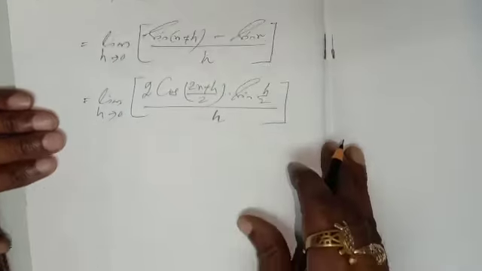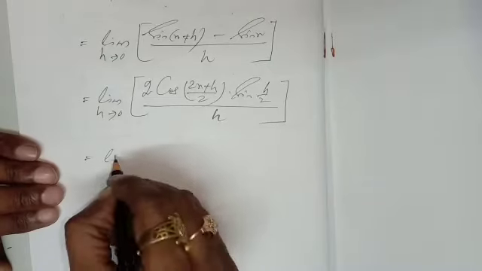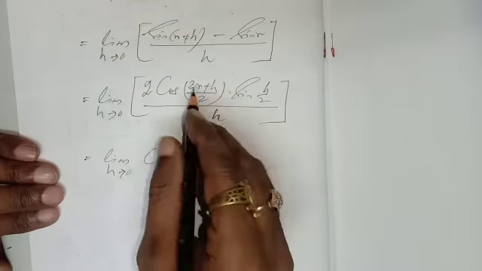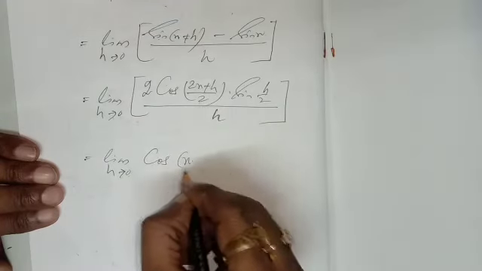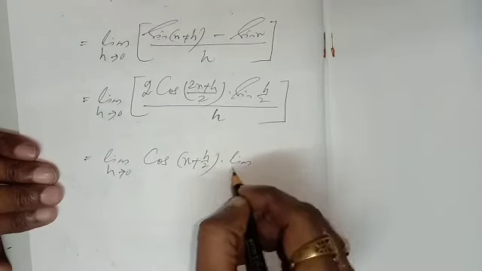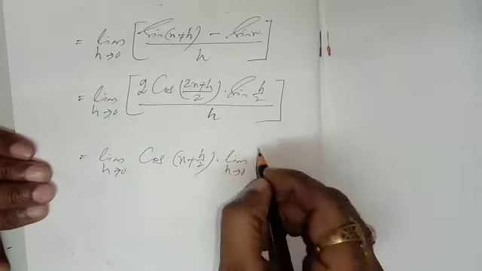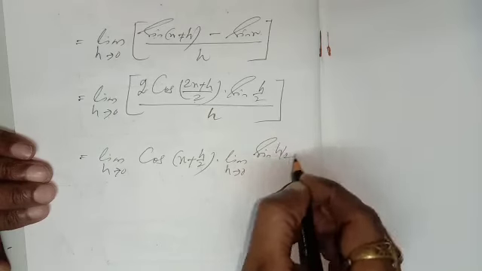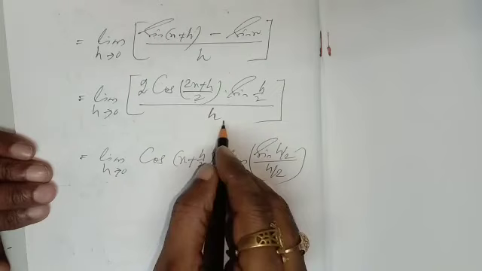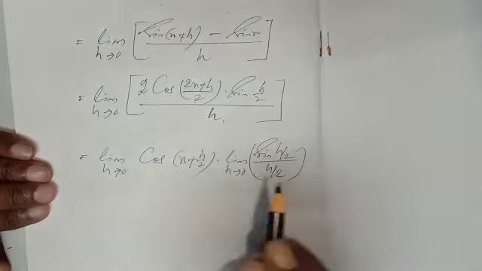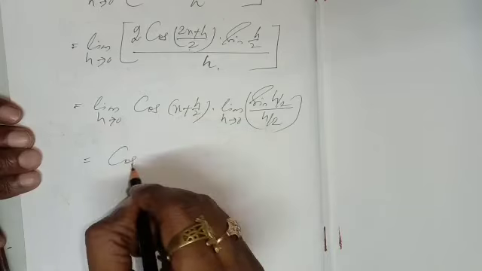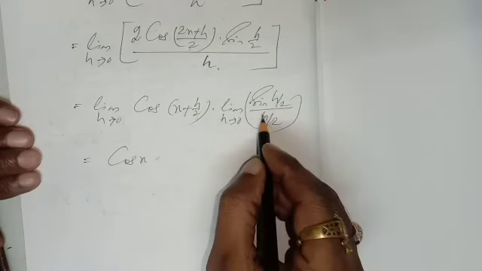After that what will we do here? Limit h tends to 0, make it separate here. Cos of (2x plus h) by 2 means this should be x plus h by 2, and here write limit h tends to 0, this is sin(h by 2) by (h by 2). These two are taken here, h by 2, and this sin(h by 2) is written here. Now if I put h equal to 0 here, what will we get? This is cos x, no doubt.